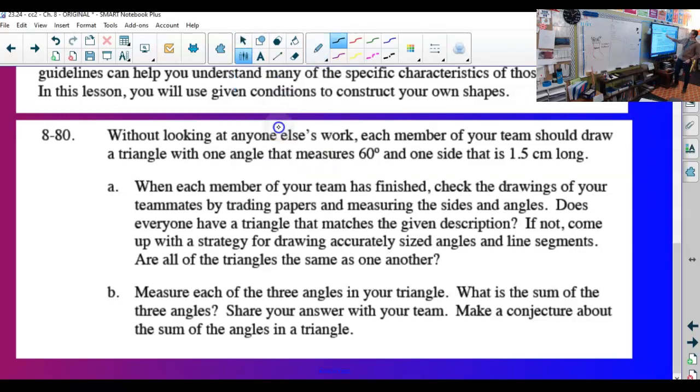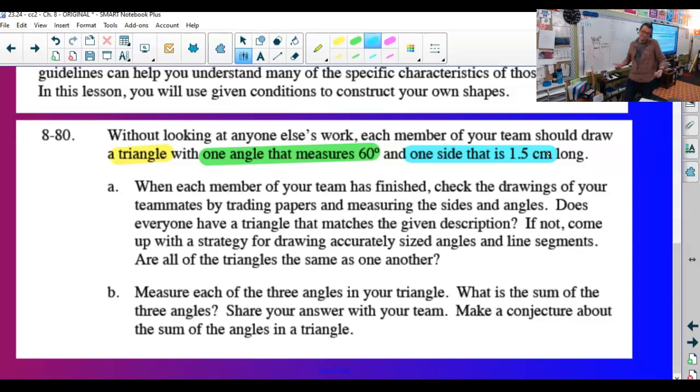What does triangle tell us? Three points. Three sides, yes, and three points, with one angle that is 60 degrees, and one side that is 1.5 centimeters long. Only one, or at least one? What does it say? One. So, could you do more than one? Does it say only one?